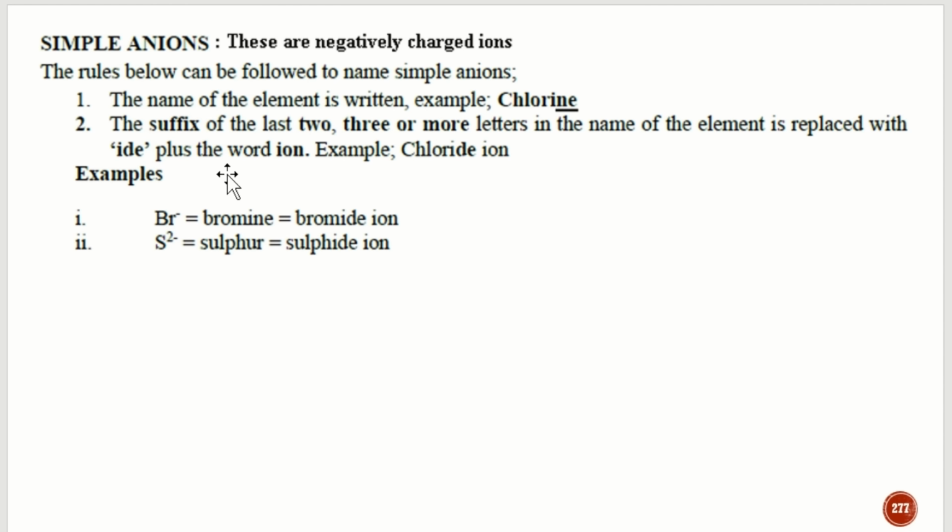So you go to the suffix, you take out 2 or 3 or more letters in that word, and you replace it with the word IDE. Then you add the word ion. So for example, if I have Br- or S2-, Br stands for bromine. I am going to take out 2 letters.